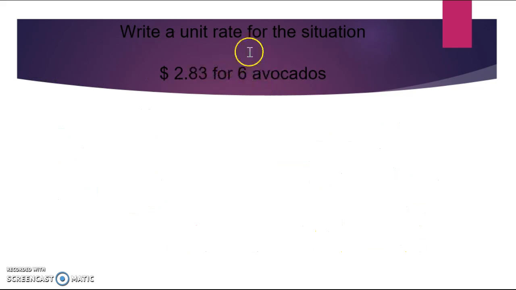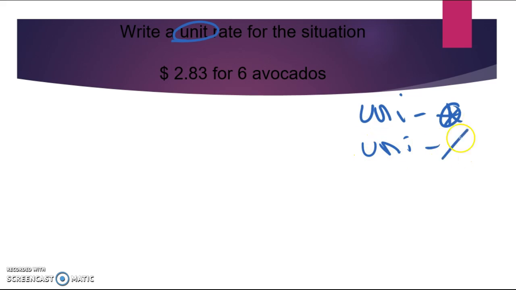Our next one is asking us to write a unit rate. Remember that this word unit rate is very important. Unit means one, just like a unicycle has one wheel, a unicorn has one horn. The uni means 1. So we need our rate to be over 1.